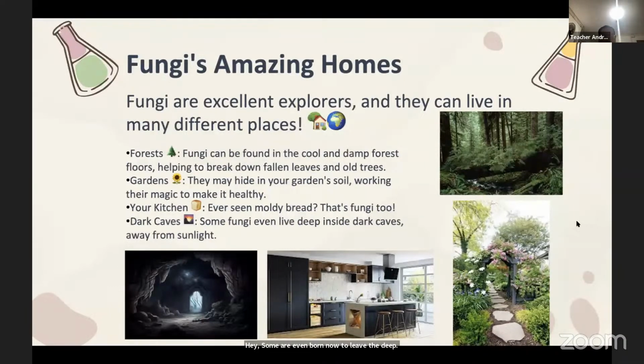All right. So basically all these places, forests, gardens, kitchens, and dark caves, are some examples of places where fungi make their home.